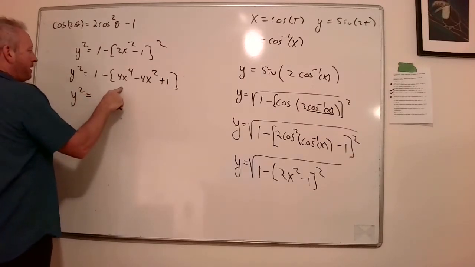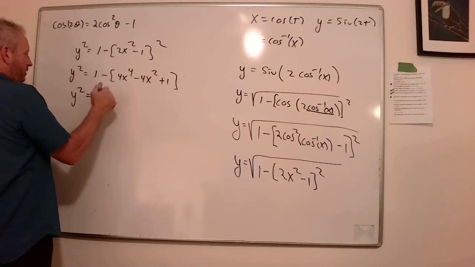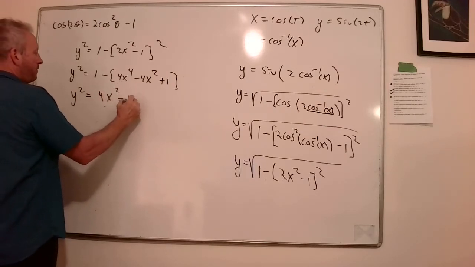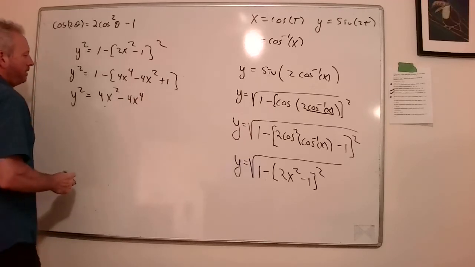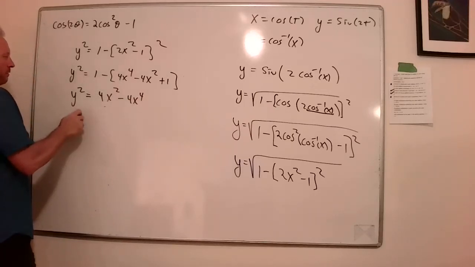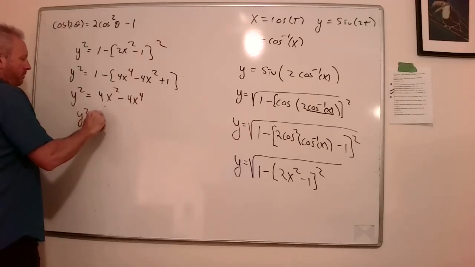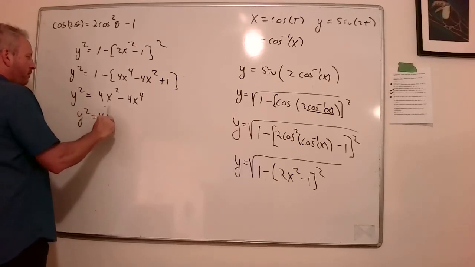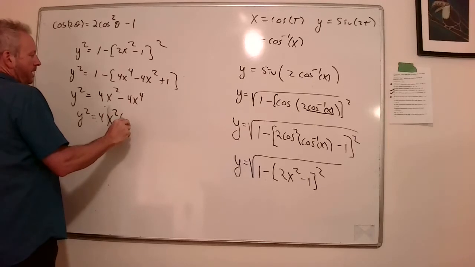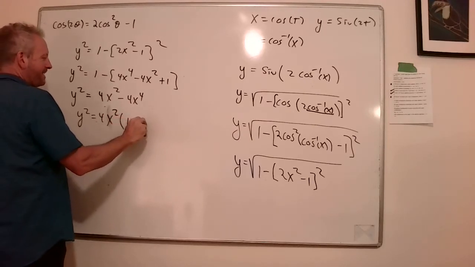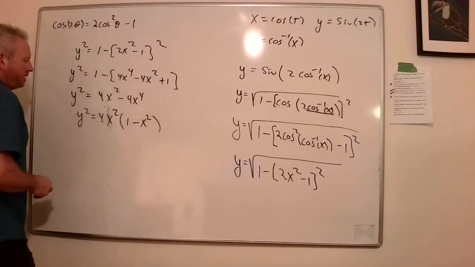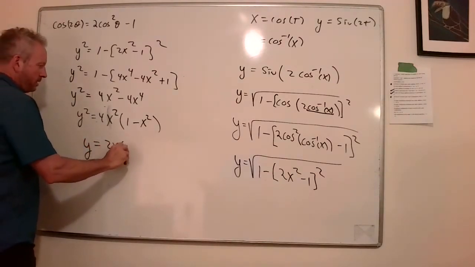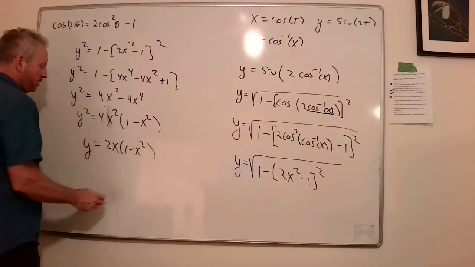And what am I going to have left here? We're going to have 4x squared minus 4x to the fourth. Tell you what, let's factor a 4 out. As a matter of fact, let's factor a 4x squared out. And then what do we have left? 1 minus x squared, like that. Let's square root both sides, and we'll get y equals 2x times the square root of 1 minus x squared.